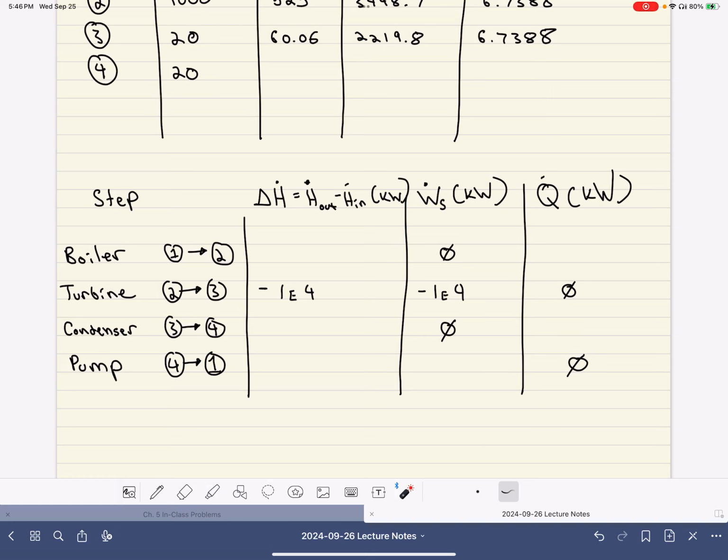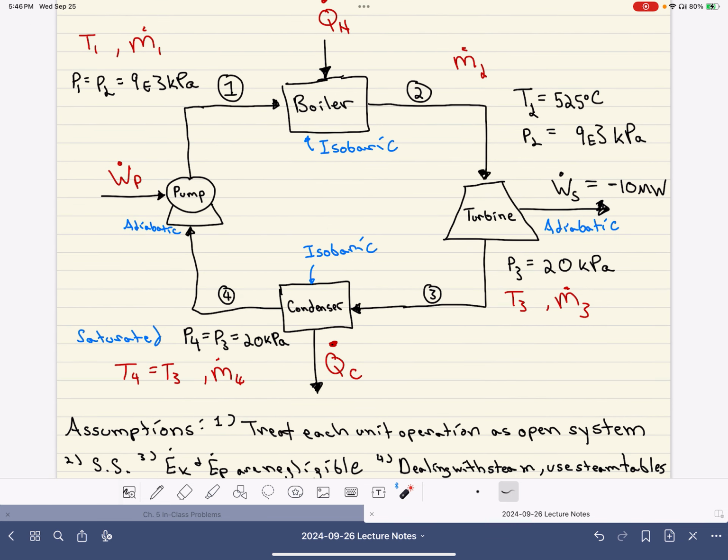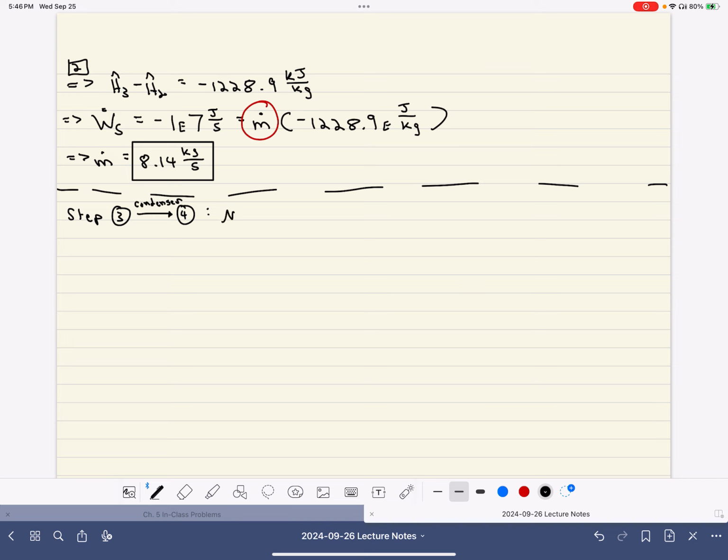Now that we have analyzed the turbine, let's proceed in a clockwise fashion and focus on analyzing the condenser. Okay, so we'll move on to the step that involves going from stream 3 to stream 4, where we deal with the condenser. And so to proceed here, we're just going to go through our different balances.